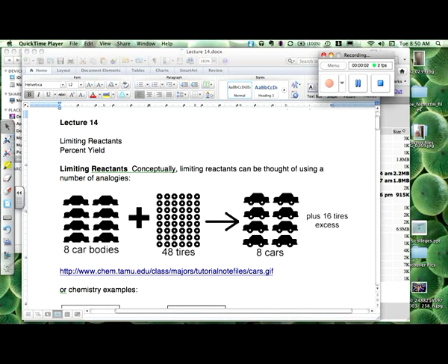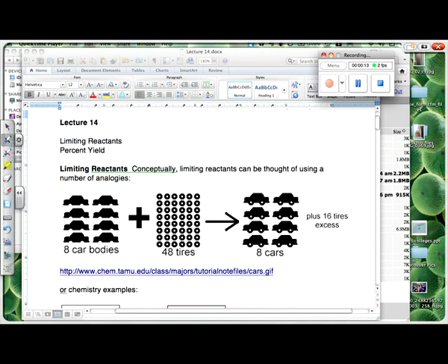Welcome to Lecture 11. We are going to continue on with our stoichiometry discussion in this lecture. We're going to add the concept of limiting reactants, which can be explained by many different analogies. But let's just talk for a moment in review about what we talked about in the last lecture.